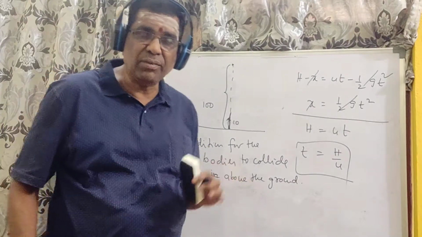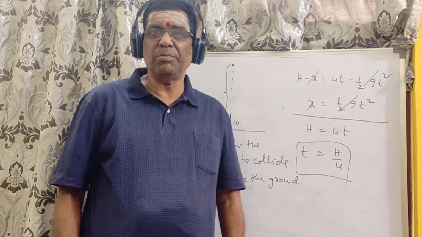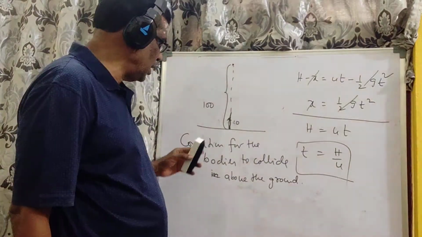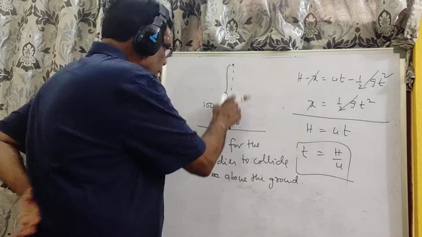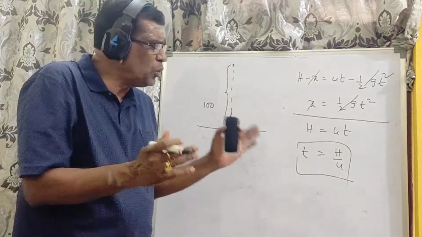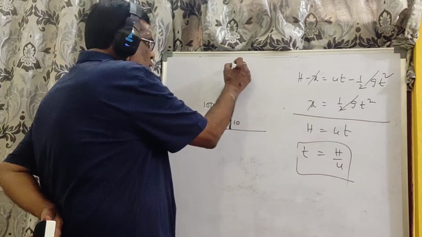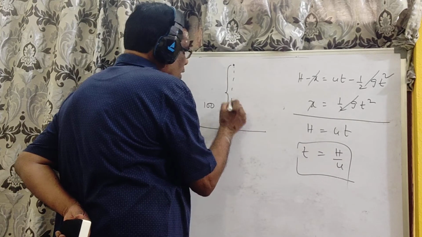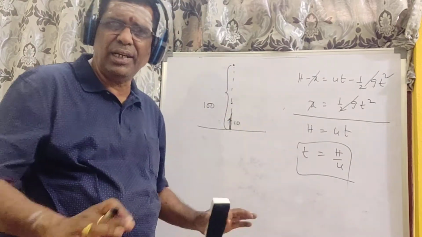Be careful now, the way we discuss the problems will be definitely different compared to what you have already learned in your school days. That's what I want you to be careful. I'm now looking at a condition where these two would definitely collide above the ground. That means what? How to put that condition? Now you have to think for a while. I'm dropping this body here, right? And this is going up somewhere. Now I want this body to definitely collide.